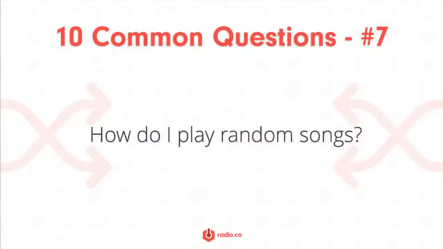So the next question that we've got is, how do I play random songs? This is a big question that we get asked a lot, because how Radio.co works is you can create your playlists and you'll put your songs into those playlists. But then what people want to know is how can they shuffle that like you can in Spotify or iTunes. Basically, the way our playlists work is it's more like a set order of things to happen in, and so you wouldn't be able to shuffle that playlist directly.